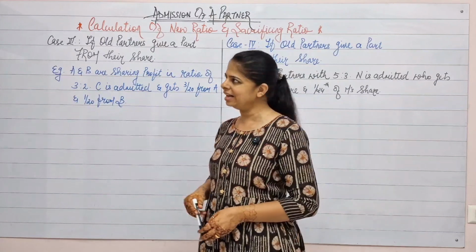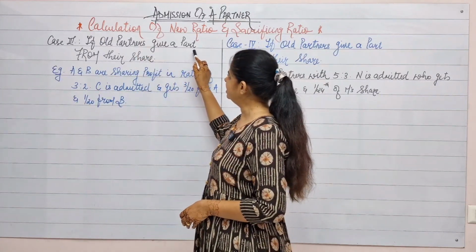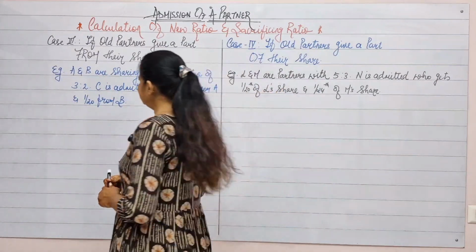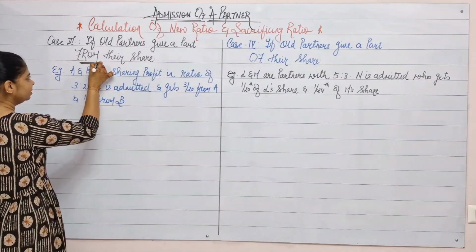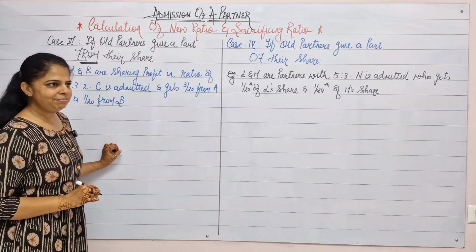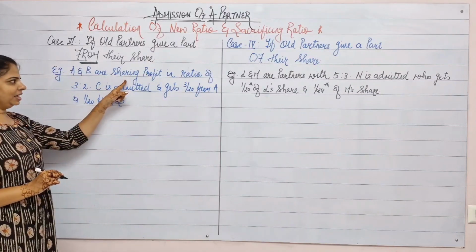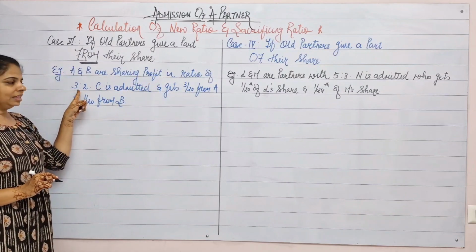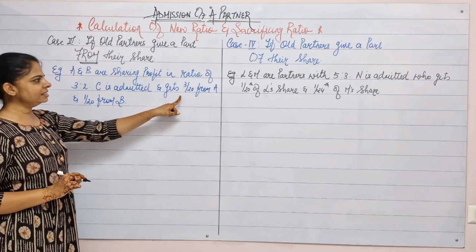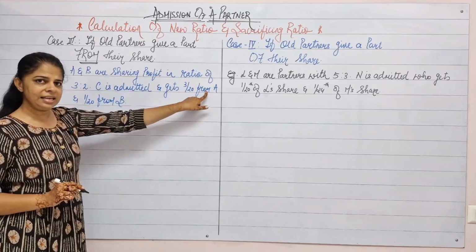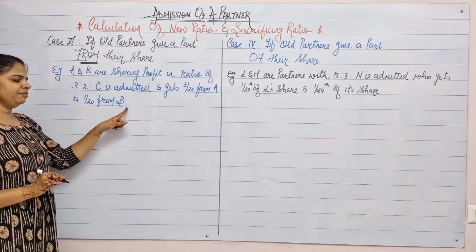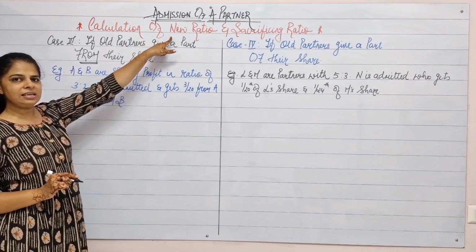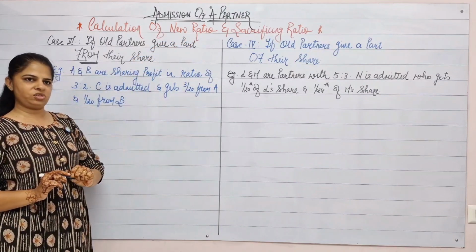Let's discuss the third case to calculate new and sacrificing ratio. The case says that if old partners give a part from their share, mark the words, it is from their share. The example is: A and B are partners sharing profits in the ratio of 3:2. C is admitted and gets 3/20 from A and 1/20 from B. Based on this information, you are supposed to calculate new and sacrificing ratio.